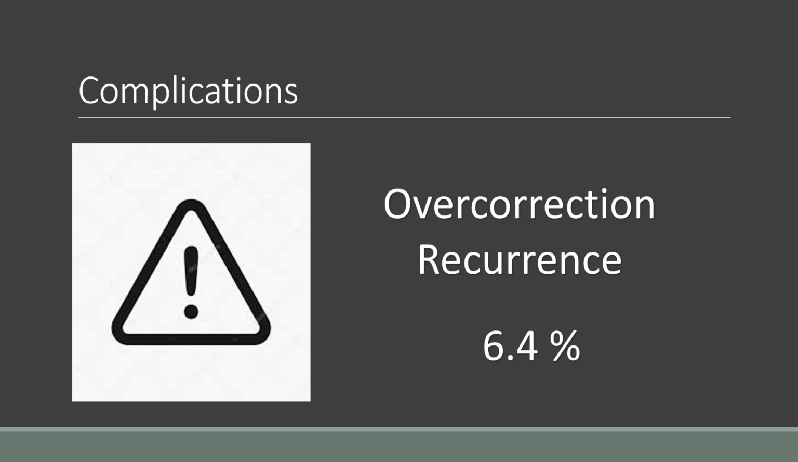Complications. 4 limbs of the varus group had overcorrection. 3 limbs, 2 with varus deformity and 1 with valgus deformity, experienced recurrence that required revision. No other complications were experienced, including non-union, malunion, neurovascular complications, compartment syndrome, or infection. The total complication rate was low at 6.4%.